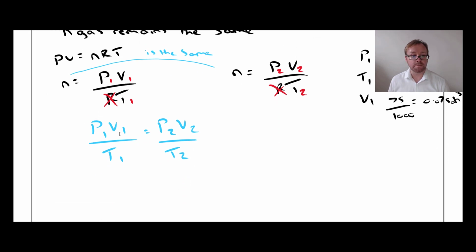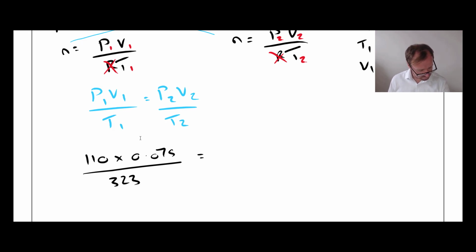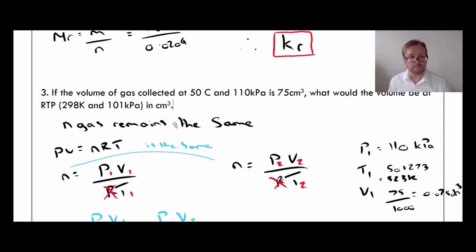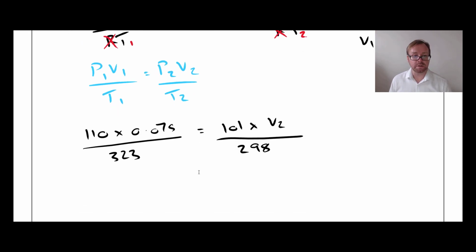So I can put the values into this equation. The pressure in the first conditions is 110 times 0.075 over my temperature, which is 323, which equals 101 times my volume, V2, that's what I'm trying to work out, over my temperature, which is 298 Kelvin. Okay, so I've given you the equation and the values. I want to see if you can do the rest yourself. I'll be back in a minute.